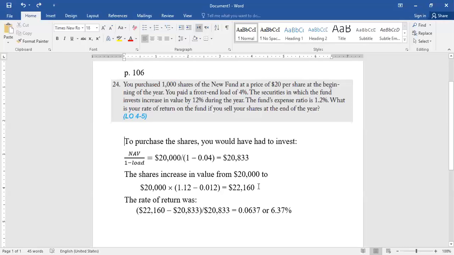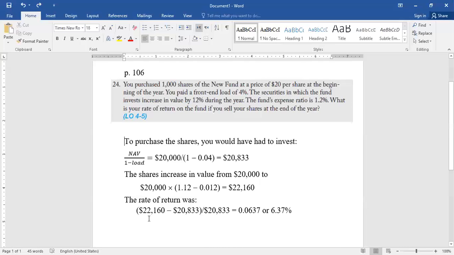So I had shares at the beginning. I purchased them. I invested $20,833. At the end of the year, after I had a 12% growth in value of these securities, but a 1.2% expense ratio, after all this happened during the year, my rate of return was what? So my ending value minus my beginning value over my beginning value to get it as a percentage.